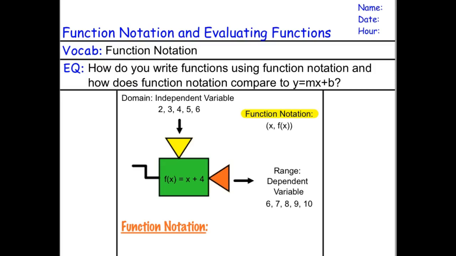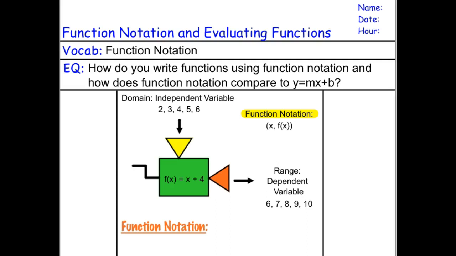Now that we know how to tell if a relation is a function and what a function looks like on a graph, we want to talk about function notation so we can evaluate functions. We already talked about how the domain is the independent variable. You put it into the function and you get out the range, the dependent variable. So if f of x, which we'll talk about in just a second, equals x plus 4, if I put in 2, 3, 4, 5, 6, I get 6, 7, 8, 9, 10.